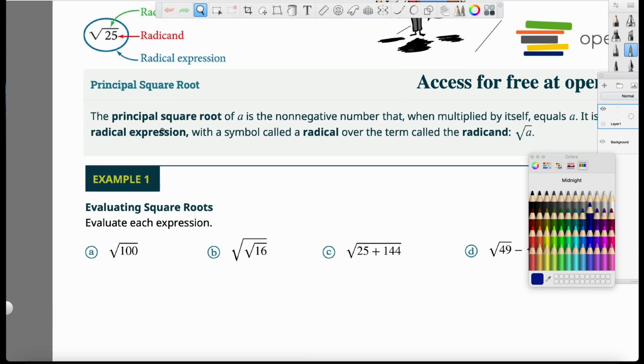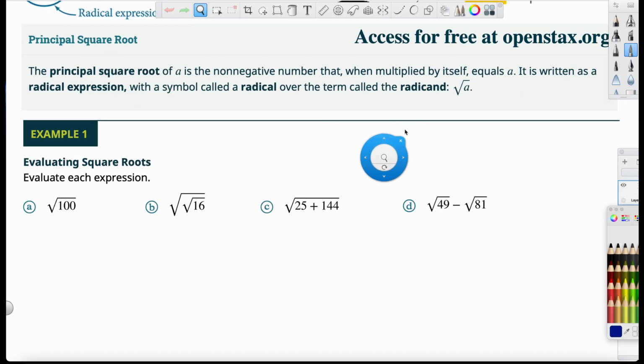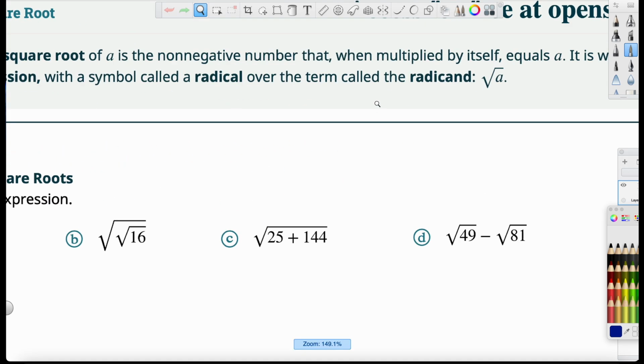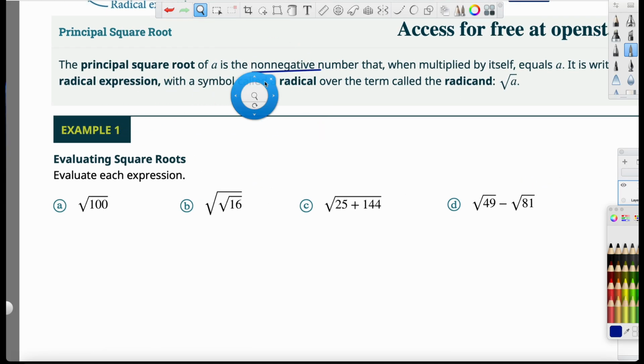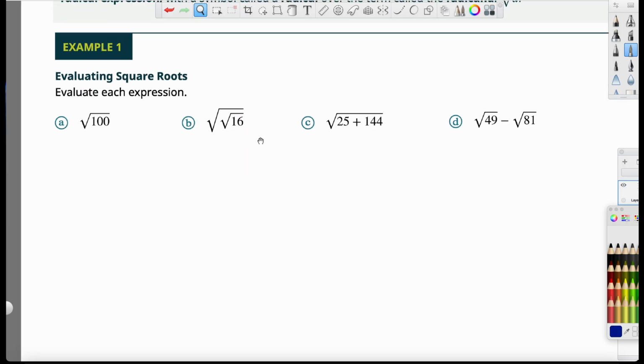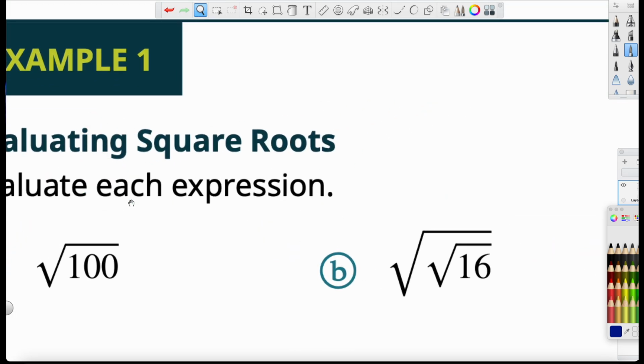And so the principal square root for a non-negative number a can be written like this: square root of a, radical symbol over the radicand a. And the principal square root is going to be a non-negative number. So in other words, positive. We see when we solve equations that have square roots, we often get a positive and negative answer, but the principal square root of an expression is always going to be positive.